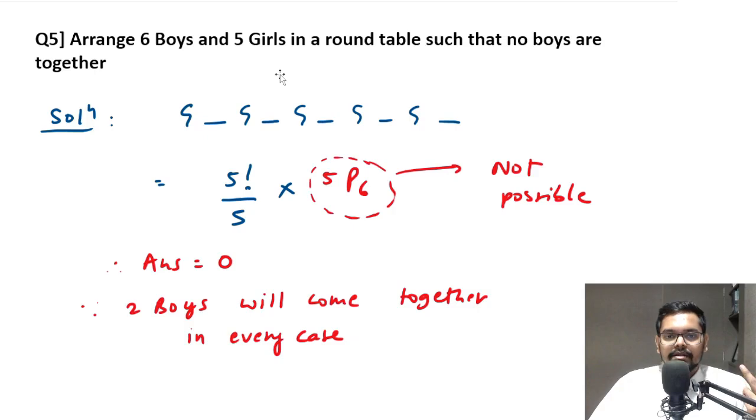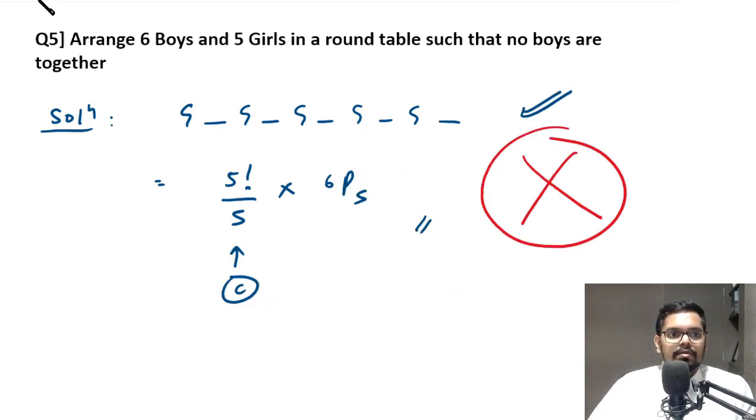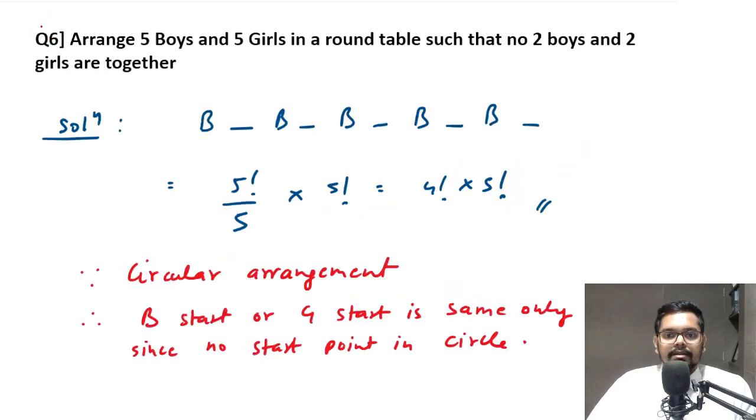Example wise, it's not possible to make that arrangement, because 2 boys will always come together in this case. So it's a very good question. Let me give a star mark. Star marks are the questions where a lot of students make mistakes. So this thing you have seen.